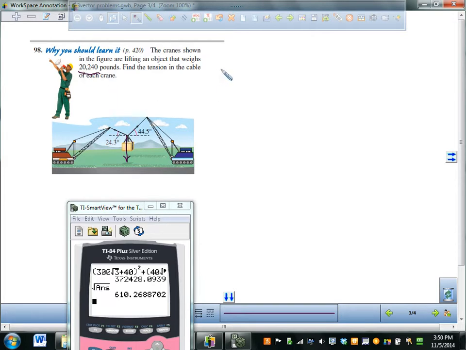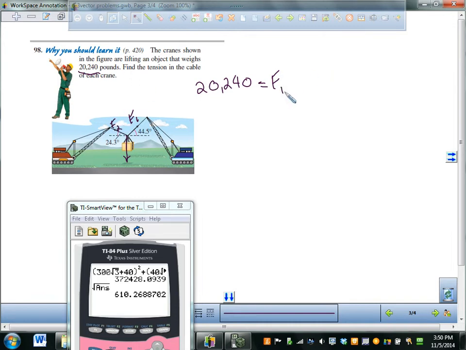So in the first instance, what that means is that 2,240, which is in the negative j direction, is equal to some force. We'll call this force 1 over here, force 1, and we'll call this force 2, because what they want to know is to find the tension in each cable.